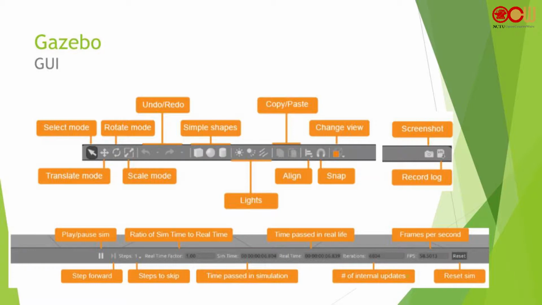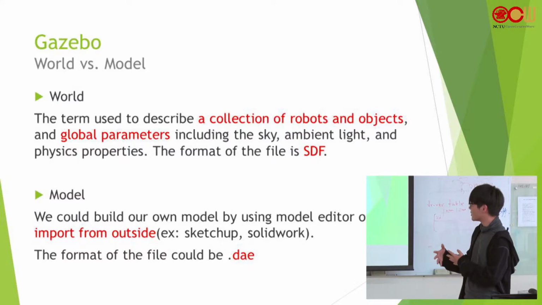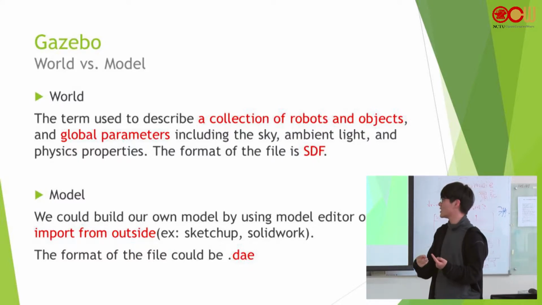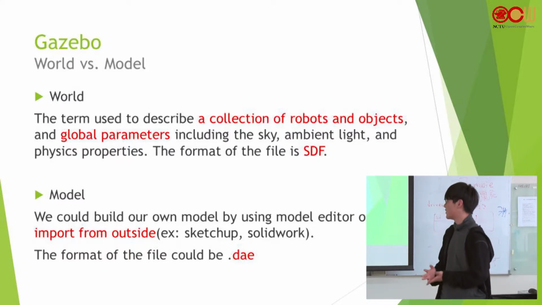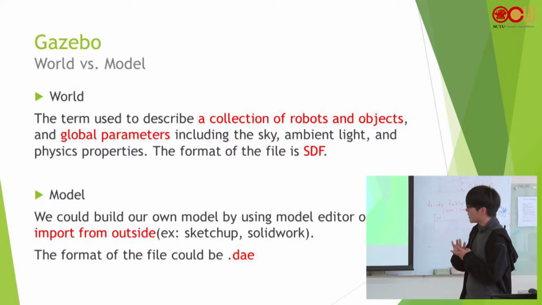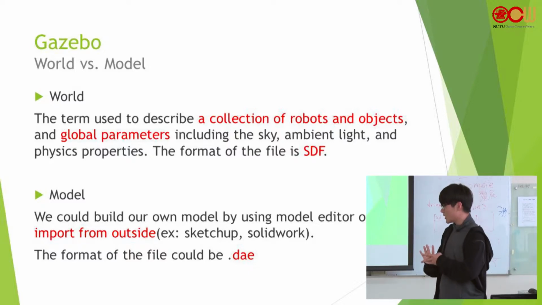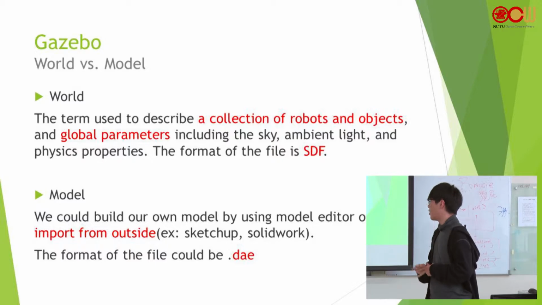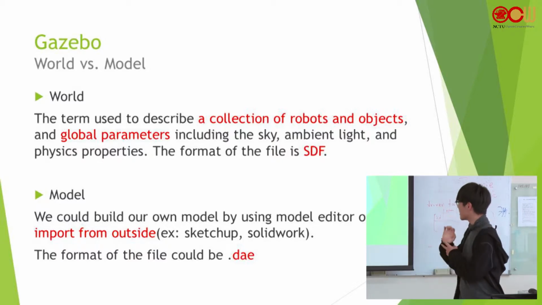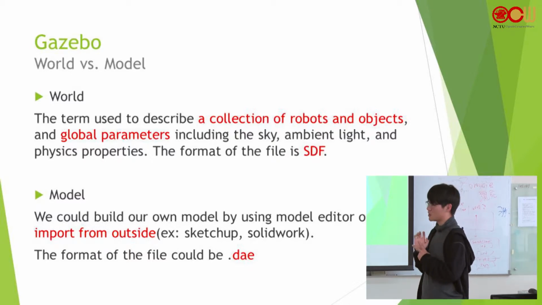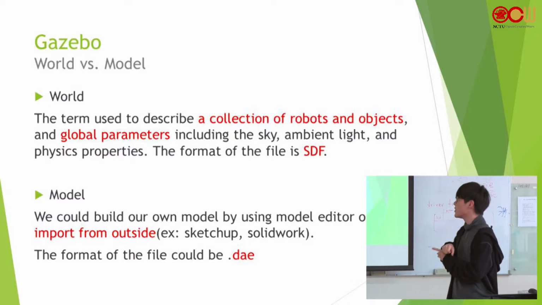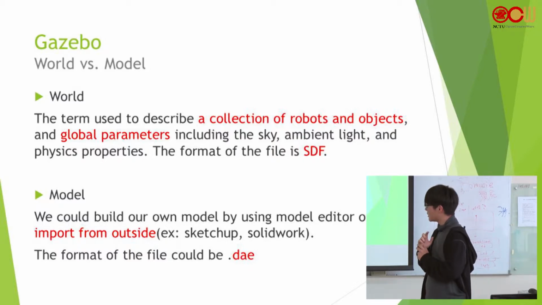Okay, I'll keep going. I'll tell about the file. There's two kinds of. One is world file, and another is model file. And world file is built from lots of models. You can just think it is a collection of robots and objects. And the robots and objects is the models you build or maybe you import from outside. And the format of the file is SDF.